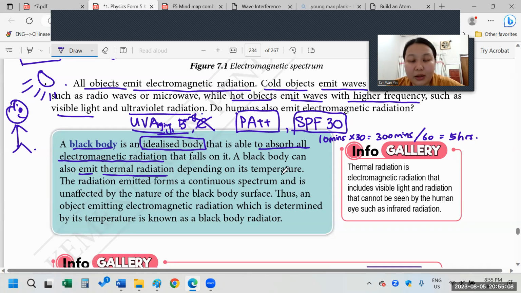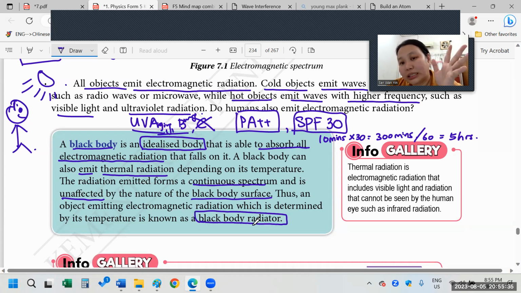Depending on its temperature, the radiation emitted forms a continuous spectrum and is unaffected by the nature of the black body's phase. Thus, an object emitting electromagnetic radiation which is determined by its temperature is known as a black body radiator. What is a radiator? A radiator means it will give out, release, emit something out. Emit the radiation, emit the light or the heat.